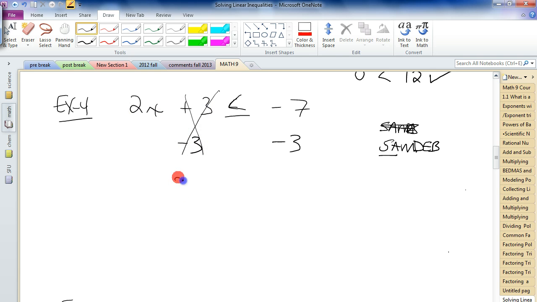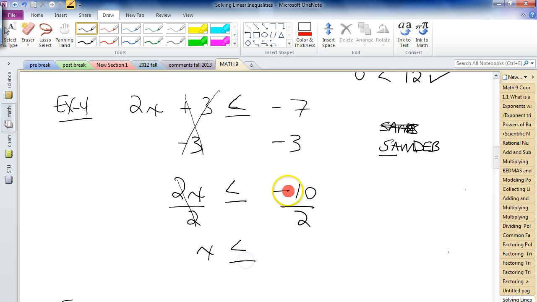You're left with 2x greater than or equal to negative 7 minus 3. You're down 7. You're down 3. You're down 10. Now the 2 is bugging the x by multiplying it. How do you get rid of the 2 then? Divide by 2, divide by 2. x becomes greater than or equal to negative 10 divided by 2. Signs are different. Negative 5 is our solved inequality.